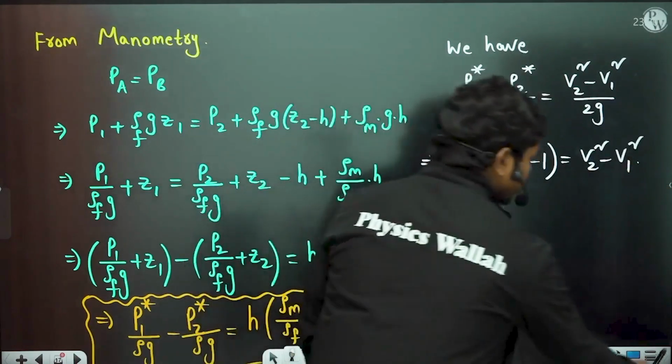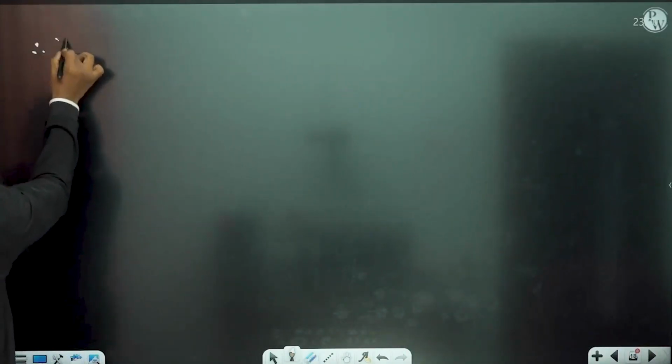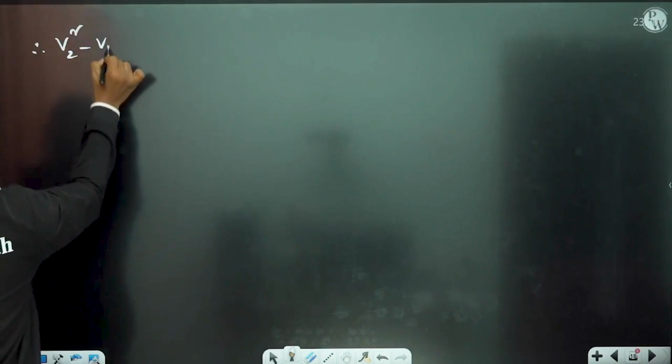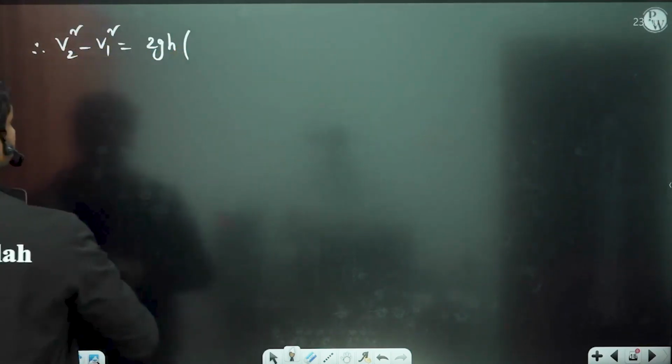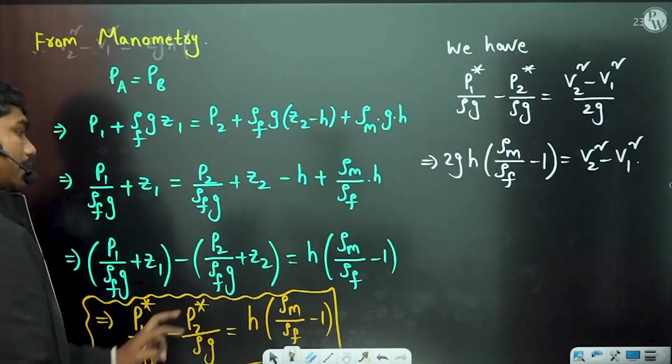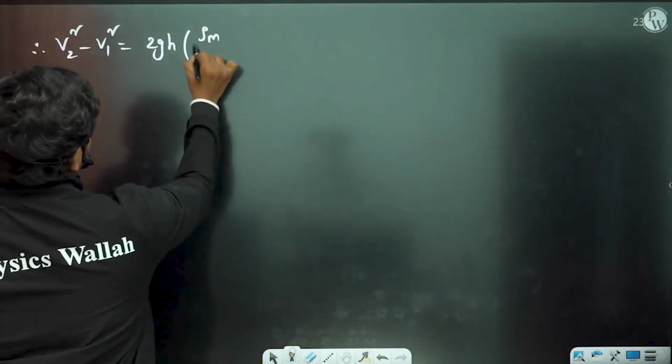Therefore V2 square minus V1 square is equal to 2gh times rho m by rho f minus 1.